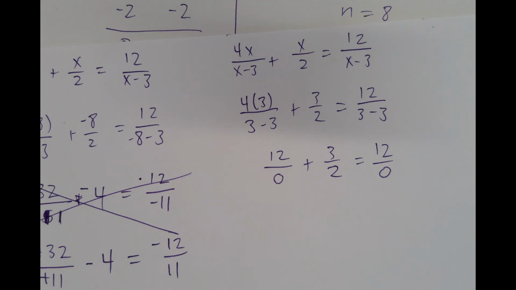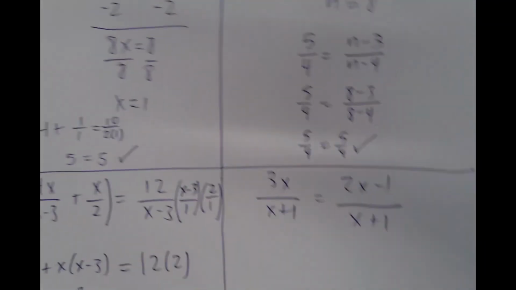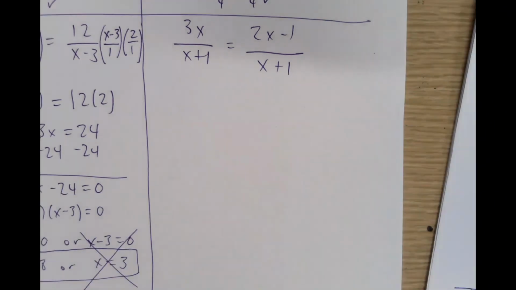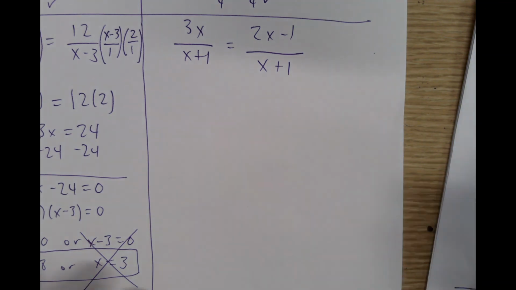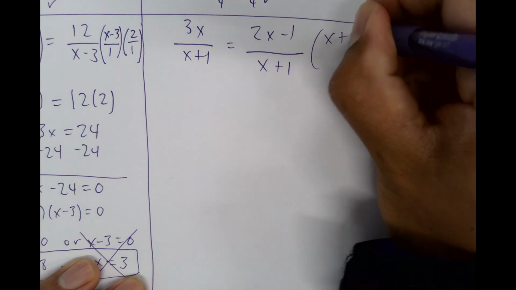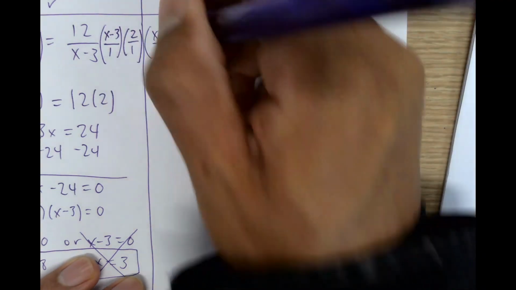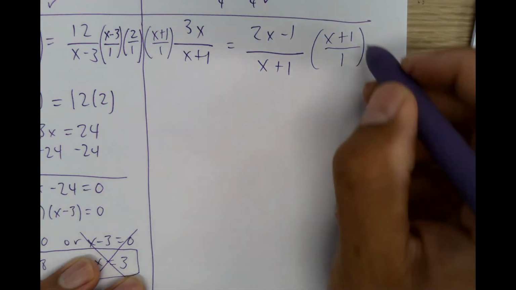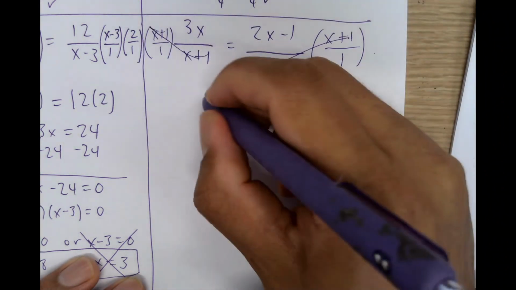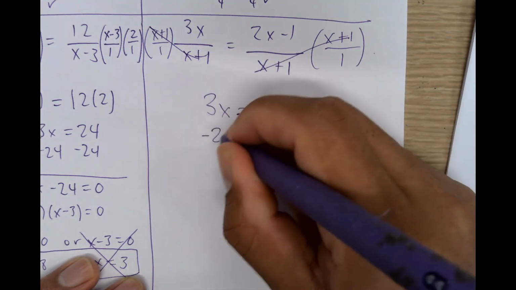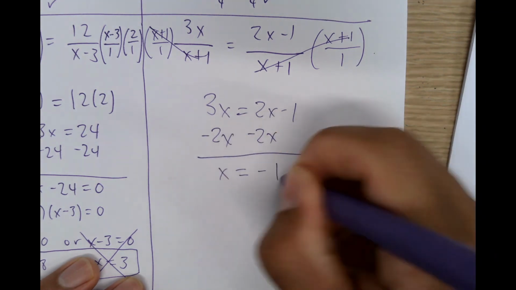Okay. So our last example that we're going to do together is just this last one right here. So this one is a little more simple. We can just see here they both have the same denominator. And in order to get rid of the denominator, we're just going to multiply everything by x plus 1 over 1. And then they just cancel out, so we're just left with 3x is equal to 2x minus 1. We subtract 2x on both sides, we get x is equal to negative 1. That's it.